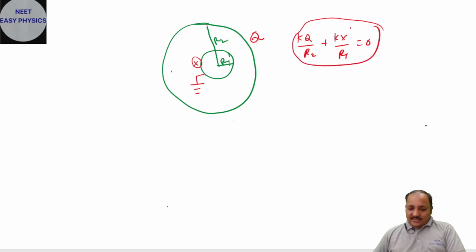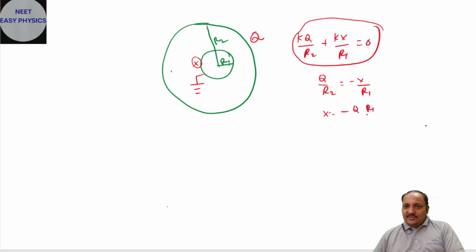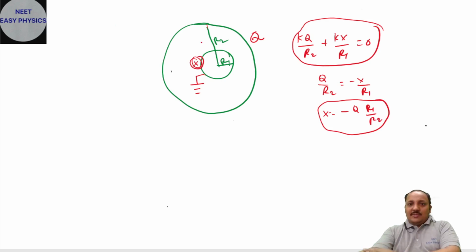You have to take like this, isn't it? So once you have written this equation, it will become very easy. Q by R2 is equal to minus X by R1. Now X is going to be equal to minus Q R1 by R2. This is the charge inside this figure, isn't it? So some amount of charge is going to be induced because of this charge. The induced charge is going to be like this. This is the formula you have to remember. Okay.